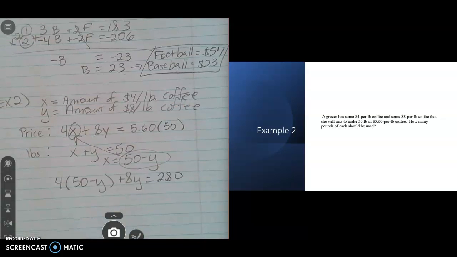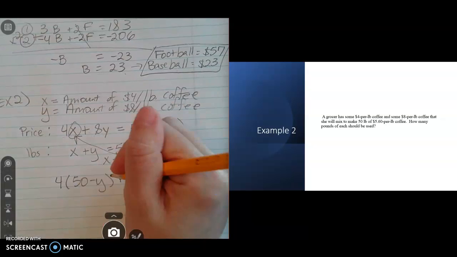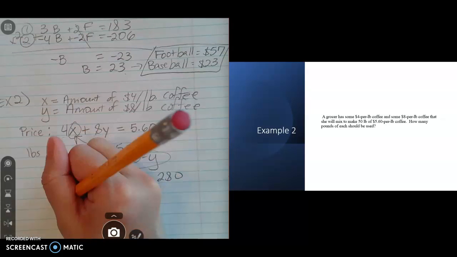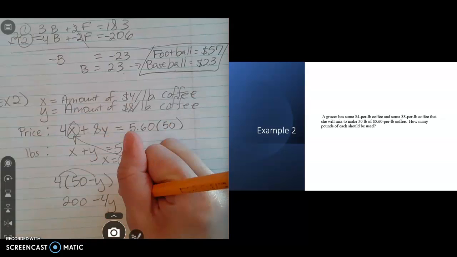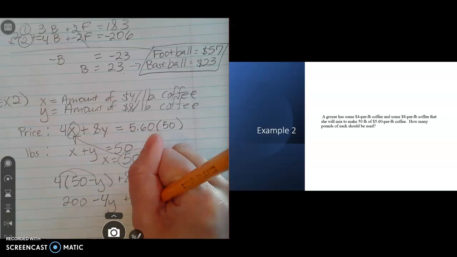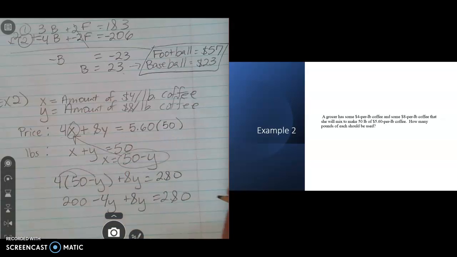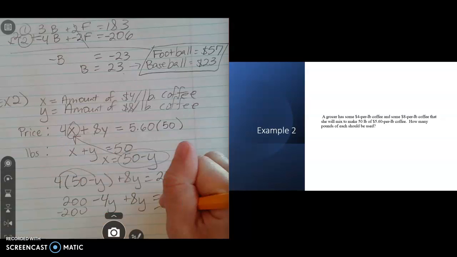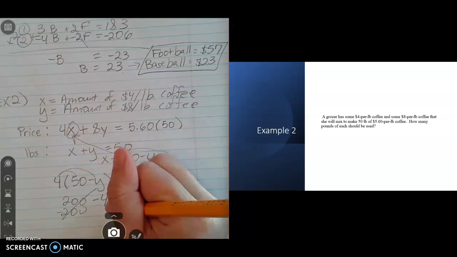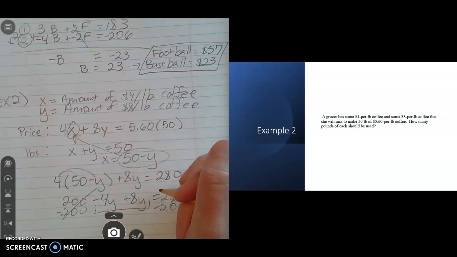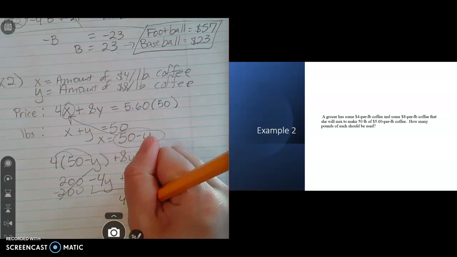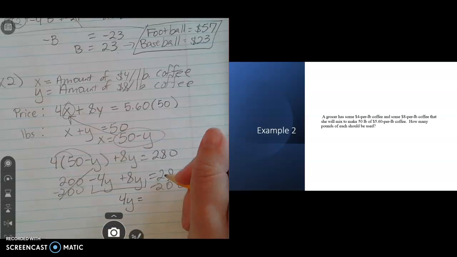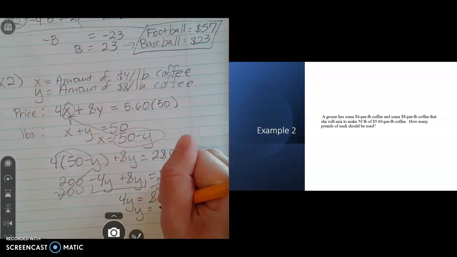Okay? Then I can also go ahead and distribute so that I can solve for y. 4 times 50 is 200. 4 times y is 4y. I still have a plus 8y and it equals 280. Let's go ahead and subtract 200 from both sides. And we can go ahead and combine like terms. Negative 4y plus 8y is a positive 4y. 280 minus 200 would be 80, and then if I divide both sides by 4, I'm going to get 20.